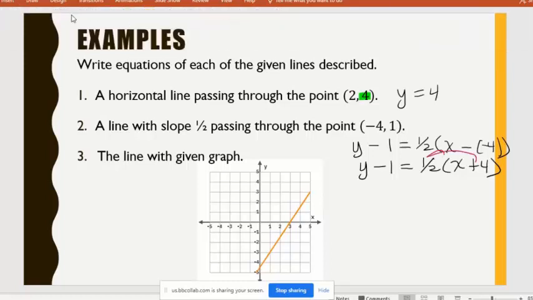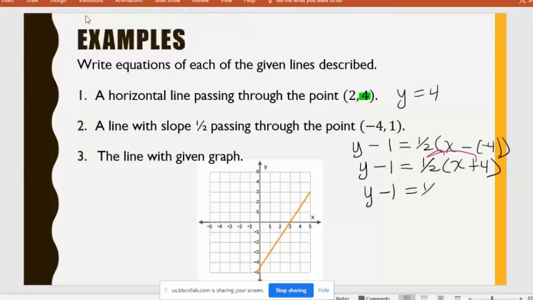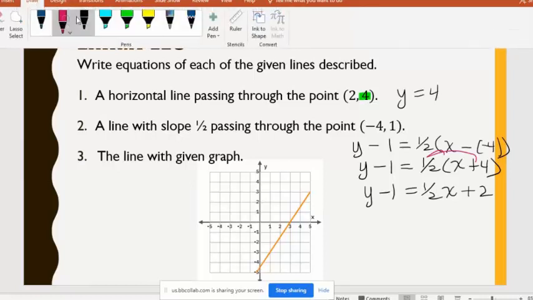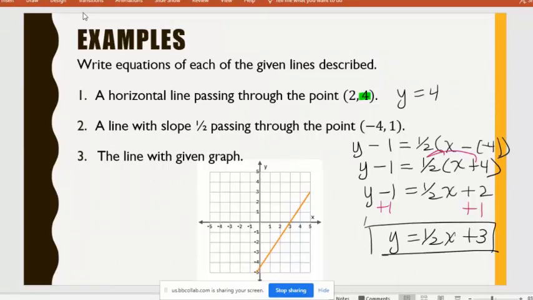Distribute the 1/2, and we get y minus 1 equals 1/2 x, 1/2 times 4, so plus 2. And one other thing, because we need y by itself, right? So we're going to add 1 to both sides. Y equals 1/2 x plus 3. Okay, that is the answer for that equation.